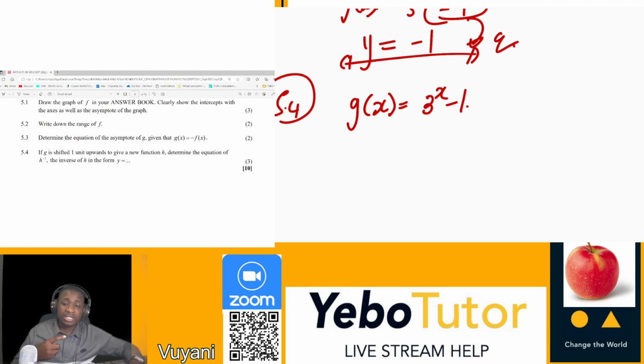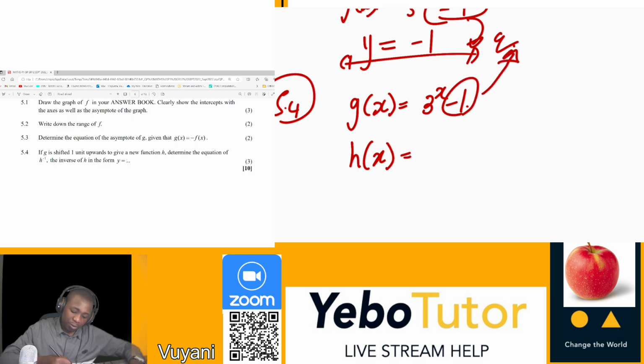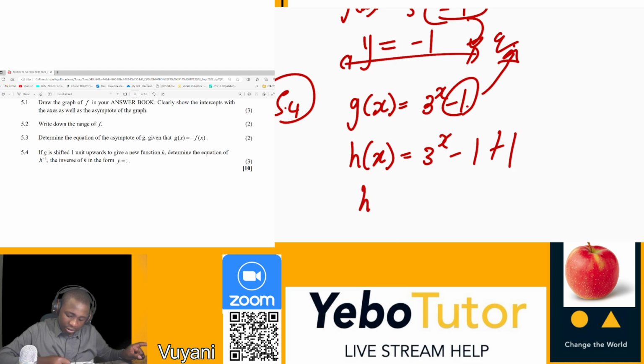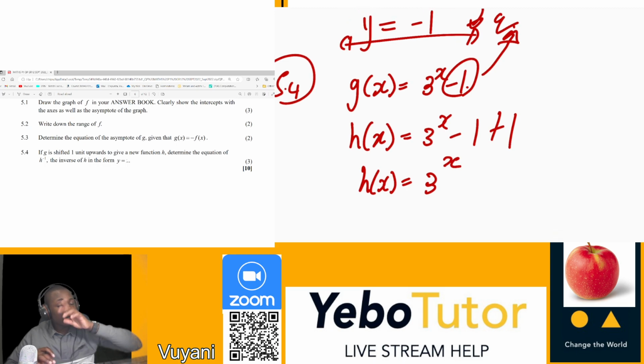now it has been shifted to form h of x, and it has been shifted 1 unit upward, which means it's going to affect the value of q. So 3 to the power of x minus 1, and it has been shifted 1 unit upward, so we add 1. So this now will be h of x is equal to 3 to the power of x, because negative 1 plus 1 is equal to 0.